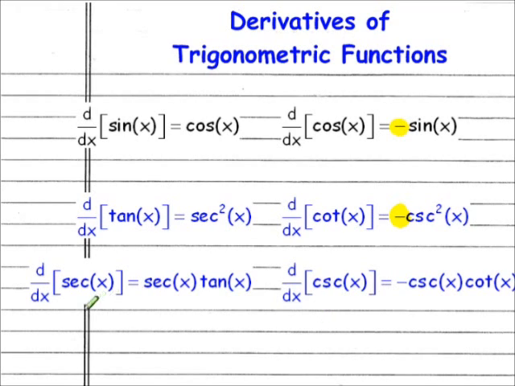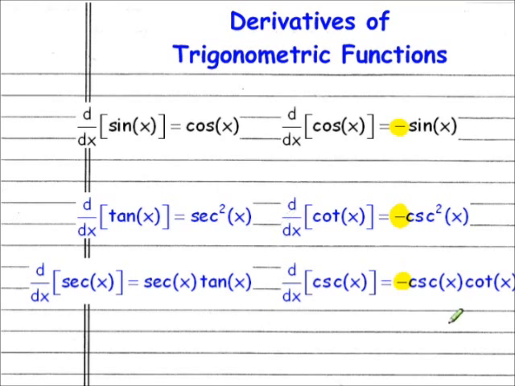And we find that the derivative of the secant of x happens to be secant of x times tangent of x. And similarly, the derivative of cosecant of x happens to be negative cosecant of x times cotangent of x. Now before we leave this, you're going to be responsible for knowing each of these derivatives.